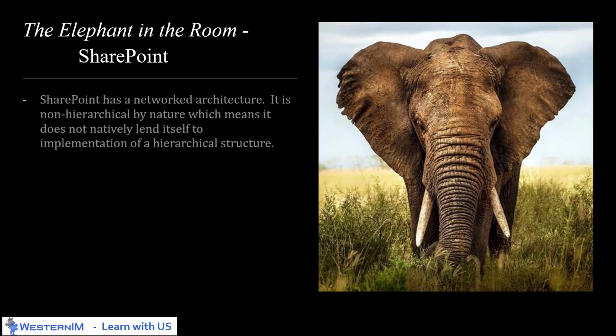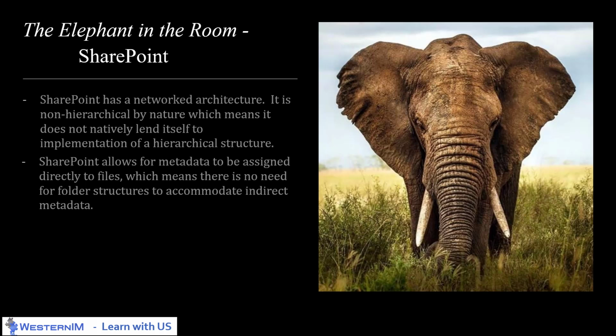First, SharePoint has a networked architecture. As we've seen, classification systems for records management are often hierarchical, so there may not be an obvious way to map between SharePoint and an existing classification system. Second, SharePoint can assign metadata directly to files, so there is no need to assign metadata indirectly through folders. SharePoint prefers to expose files through filters and views that work on directly assigned metadata, rather than using folder trees. If you're used to implementing classification systems as browse structures using folders, it will be difficult to do the same thing in SharePoint.